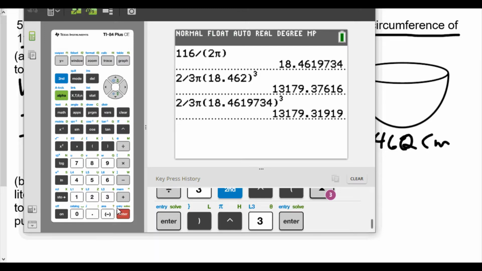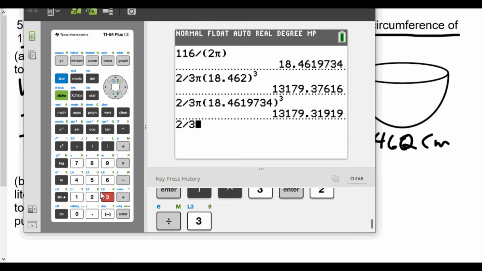Same thing. Well, notice it's a little bit different though. Why? Because we didn't round off. This is the better value. But in the end, to round to the nearest cubic centimeter, we end up with the same answer. Now, just to comment on this as well, we can still do this 2 divided by 3 pi.